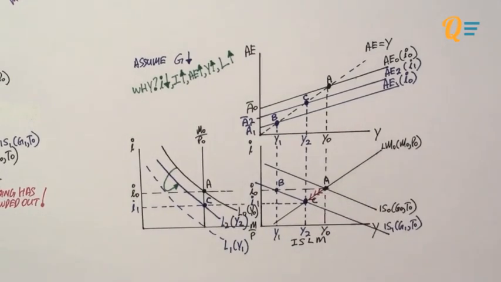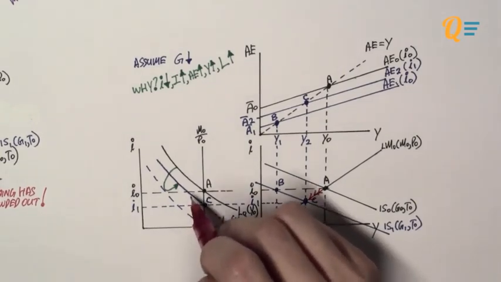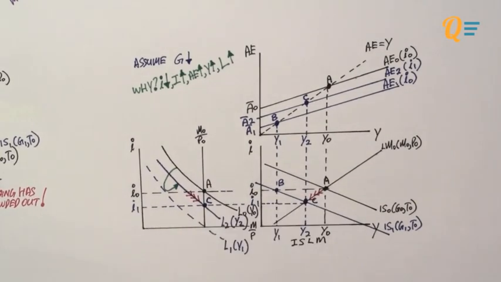First, there is a leftward movement along the LM curve from point A to point C, and that is due to an increase in the demand for money when the interest rates fall in the money market diagram. There is also going to be a rightward movement on the IS curve from point B to point C, and this is due to the investment level increasing due to the fall in interest rates level.